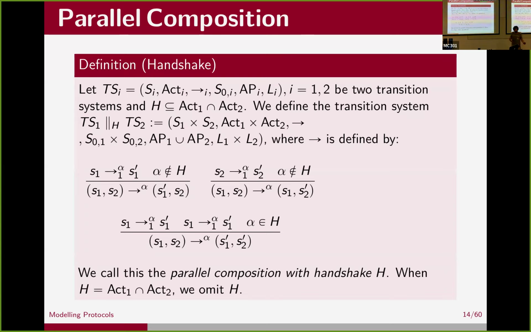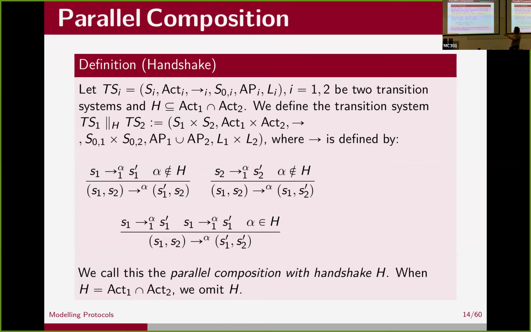We usually care about their composition when there's some interaction between the subcomponents. And so I'm going to define a new type of composition, which we call a handshake composition. And this lets you model this kind of interaction where things actually do interact with each other. So again, we have two transition systems, TS1 and TS2. And in this case, we have some set of actions, H, which are in the intersection of the actions of the first one and the actions of the second one. And now we define this transition system here as the parallel composition with handshake H. Here's the same type. So this type checks, this has to be the union.